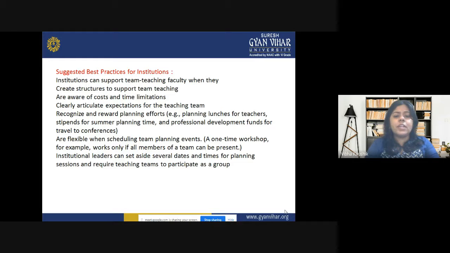Clearly articulate expectations for the teaching team. Recognize and reward planning efforts, for example, planning lunches for teachers, stipends for summer planning time, and professional development funds for travel to conferences. Be flexible when scheduling team planning events. A one-time workshop, for example, works only if all members of a team can be present. Institutional leaders can set aside several dates and times for planning sessions and require teaching teams to participate as a group.